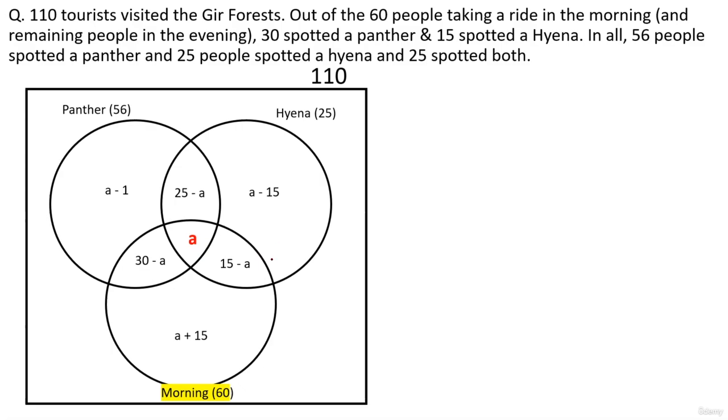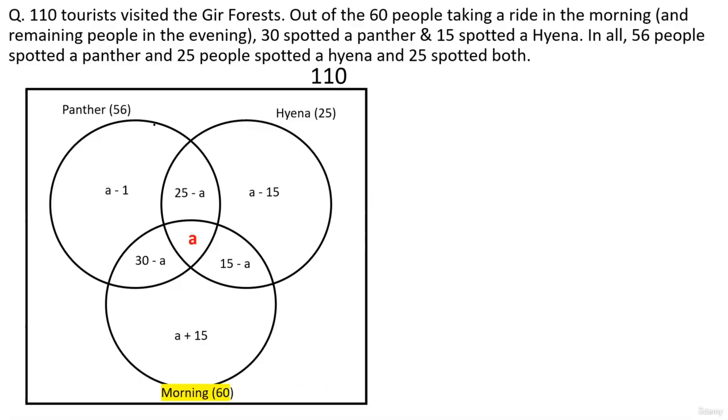And from at least one वाला जो region है, the summation of 56 and these 3 values, this will give you the people who are spotting at least one in the morning, right? ये होगा यहाँ पे. Okay, guys. So the last part is to find out the people who are riding in the evening but not spotting any of them. So basically this region, right? जो किसी में common नहीं है, right?